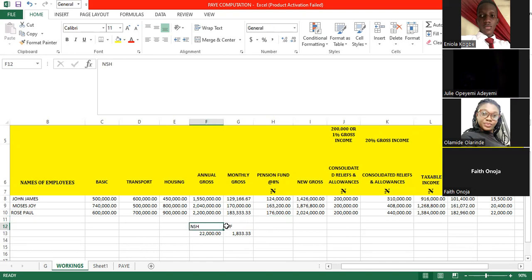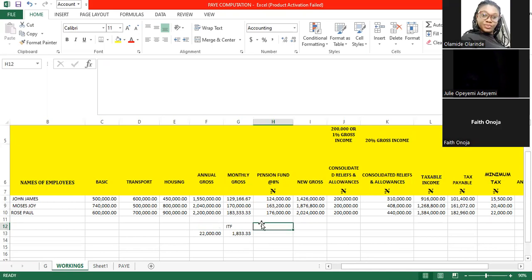So those are all the deductions that can be deducted from one's salary for the year or monthly? Yes, exactly. Okay, I'm confused about the difference between the consolidated relief allowance of 200,000 or 1% of gross, and the other one.